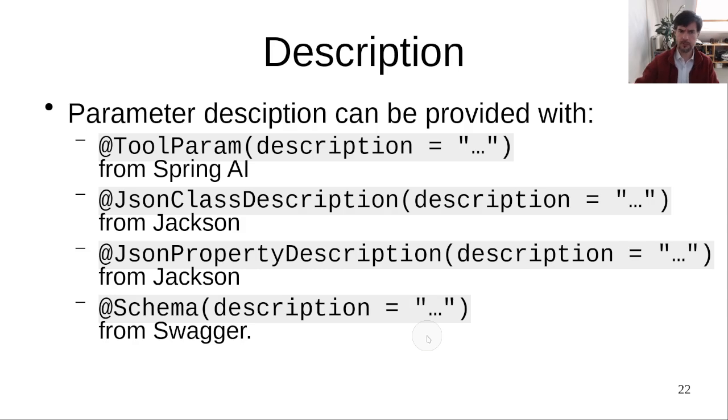Also, descriptions. We already saw @ToolParam(description = ...). But if you were already using Jackson and had @JsonClassDescription, or @JsonPropertyDescription, and we're already describing it there, then you could just use those. You don't have to use @ToolParam. Or again with Swagger, @Schema(description = ...). Again, it figures it out. It's like, hey, yes, I can use that. And then it uses that. Then you don't have to duplicate your effort with additional annotations.